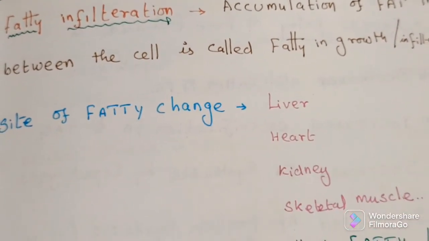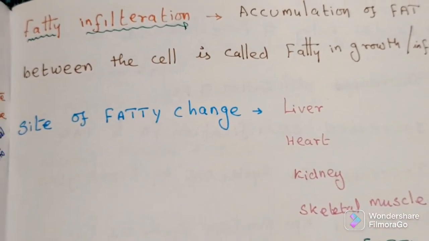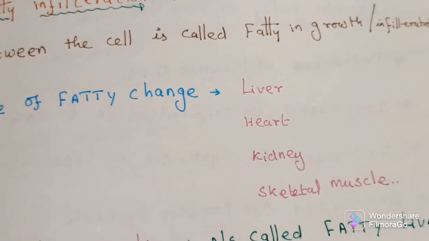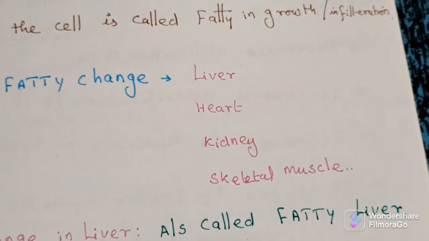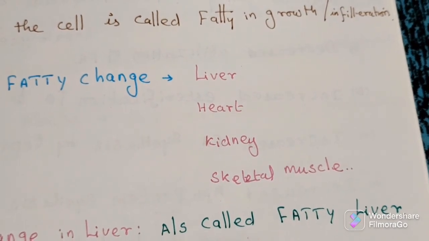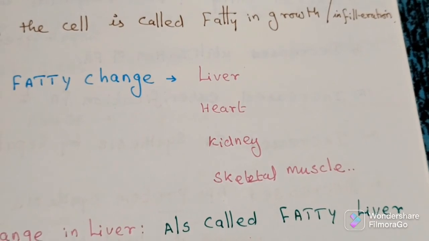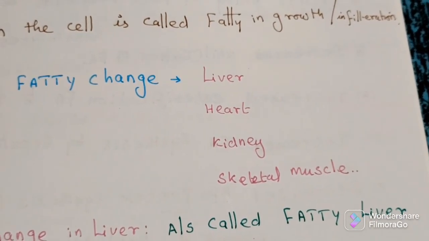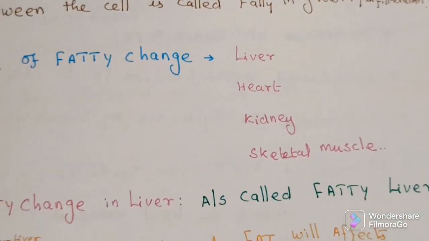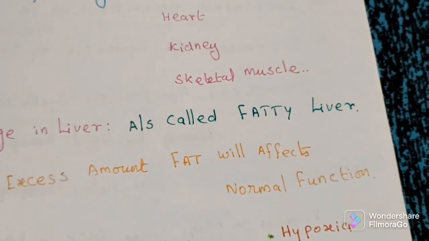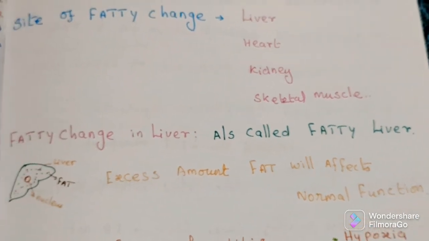Next, the different sites of fatty change. The most common sites are the liver, heart, kidney, and skeletal muscles. Now we will discuss fatty change in the liver. It is also called fatty liver.